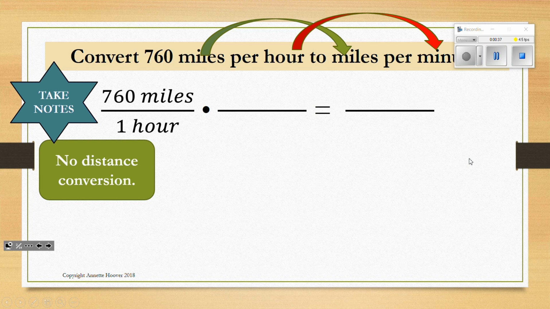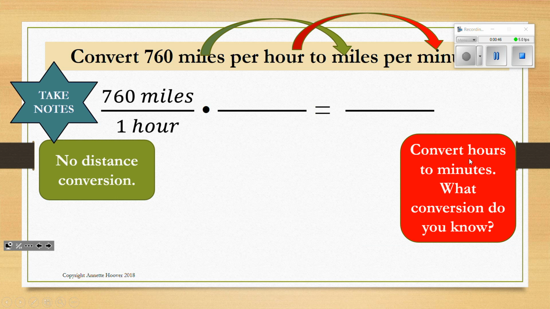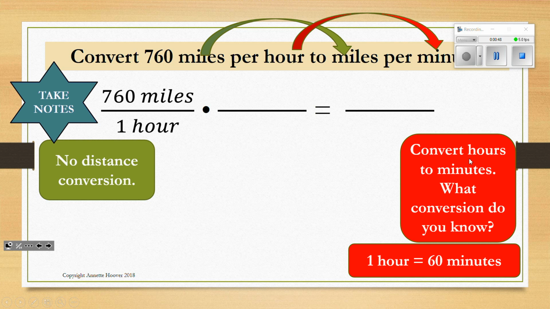Since we're converting from hours to minutes, first of all you have to think about what conversion you know between hours and minutes. And we know that there are 60 minutes in 1 hour. So this information right here, 1 hour equals 60 minutes, we're going to use to set up as a ratio. One side goes on top, one side goes on bottom, but you have to figure that out.